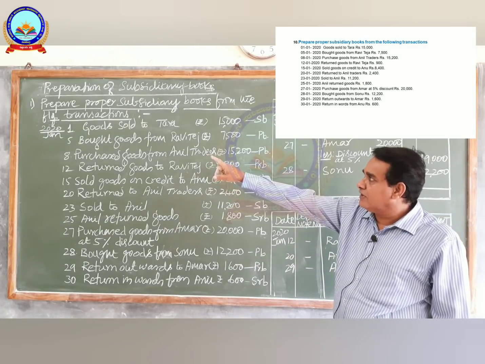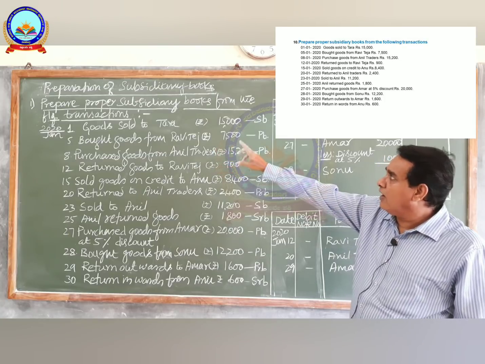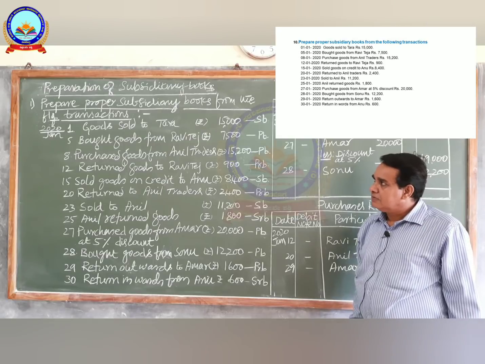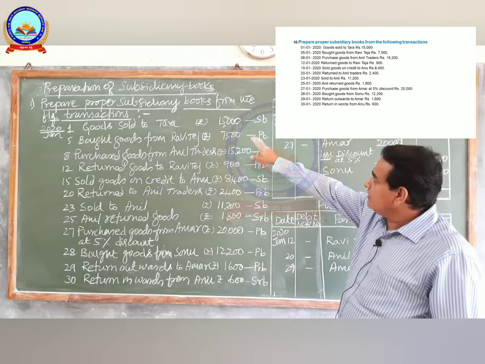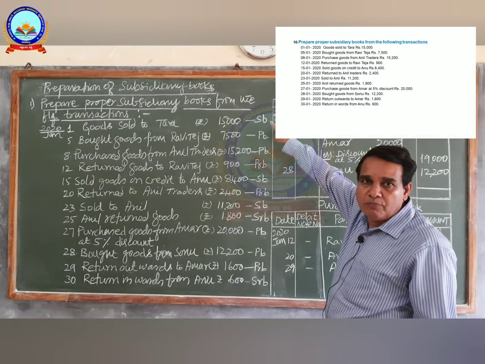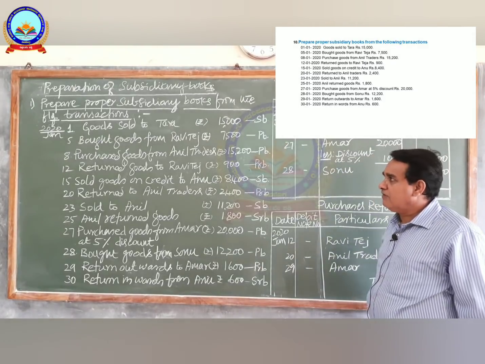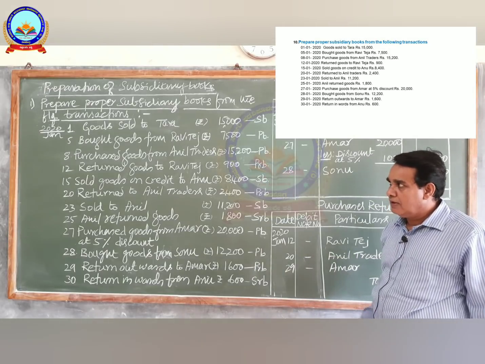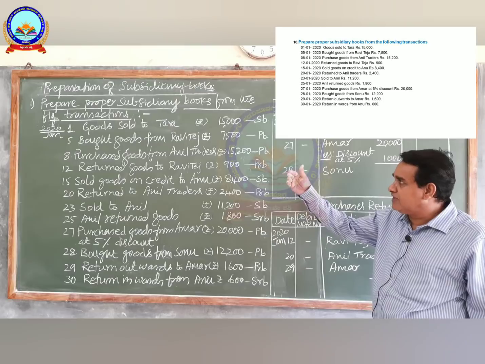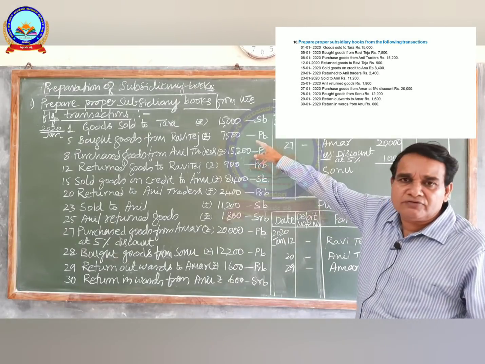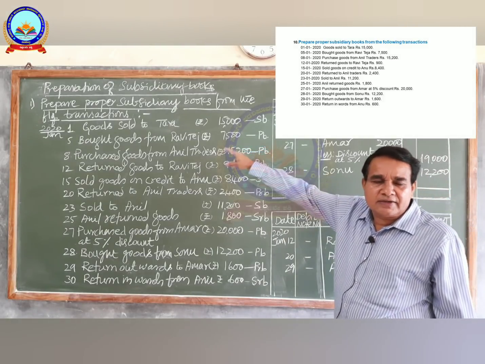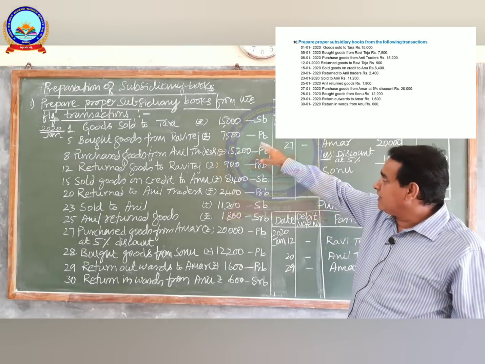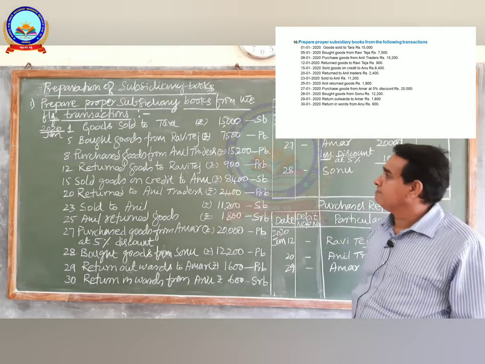2020 January 1st, goods sold to Tara rupees 15,000. This transaction will appear in sales book. January 5, bought goods from Ravi Tej. Purchased goods from Ravi Tej amounted to rupees 7,500. When the transaction is related to purchases, then you will enter it in purchases book.